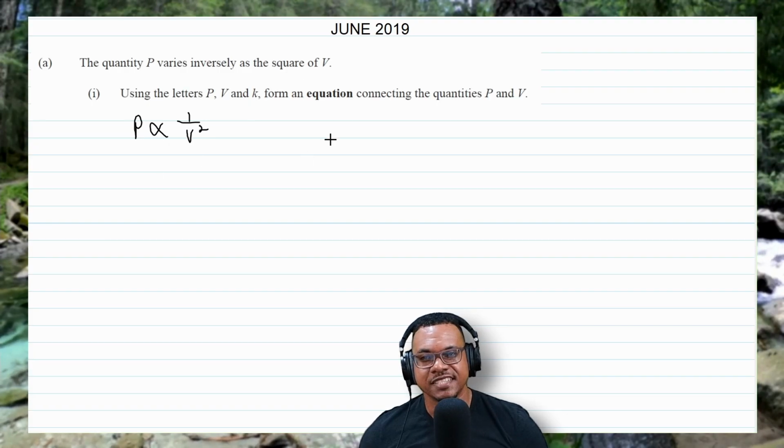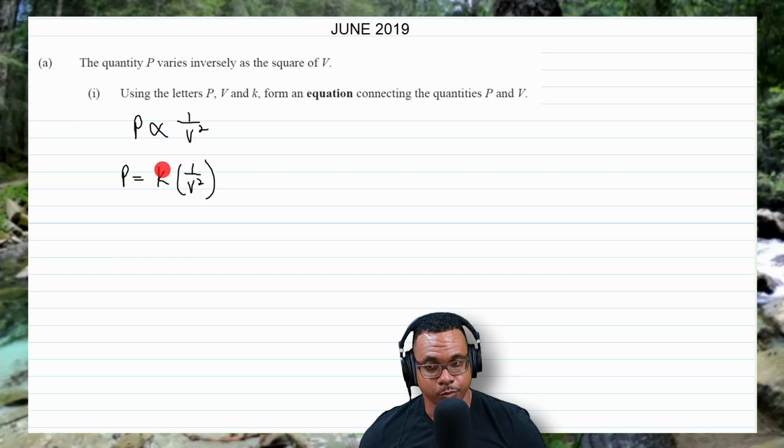Now if it was p varies directly as v squared, you'd write p varies directly as v squared like this. Now because it varies inversely, that's why we have the 1 over v squared. So now to go from the proportional sign to an equal sign, we have to introduce our constant of proportionality. So we'll have p is equal to k times 1 over v squared, where k is your constant of proportionality. And that's your equation with p, v, and k.